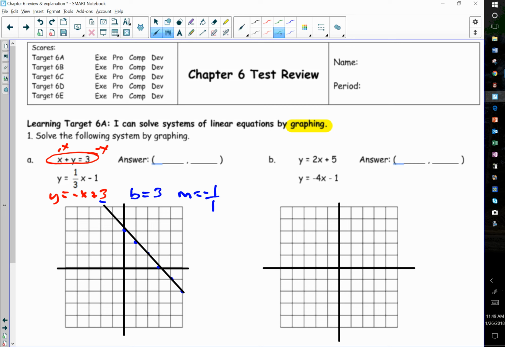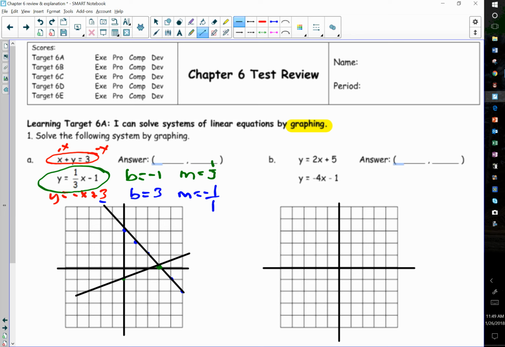To graph the second equation, same process. Start at the beginning point. The beginning point for this equation is negative 1, and the slope is 1/3. So I start at negative 1, that's down 1 on the y-axis, and then I move up 1 over 3. And it only takes one movement to find that these two lines intersect at this point. So the solution to this system of linear equations is the point where they cross, and that point is (3, 0).